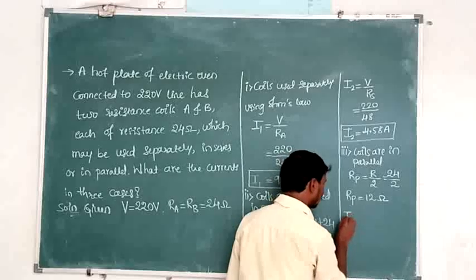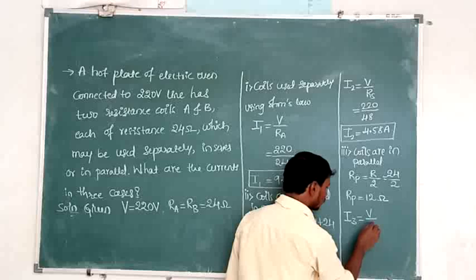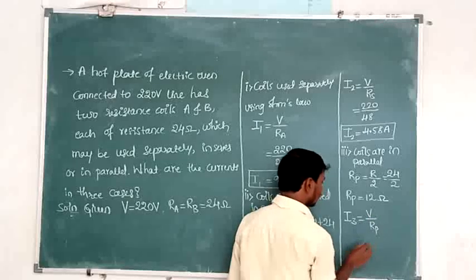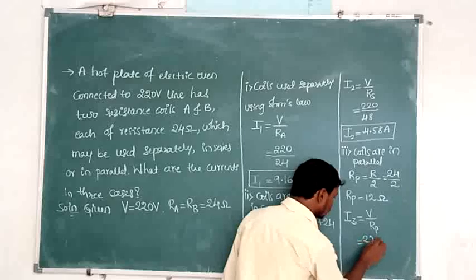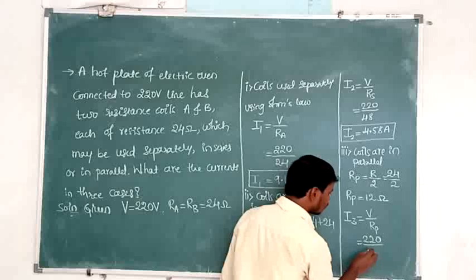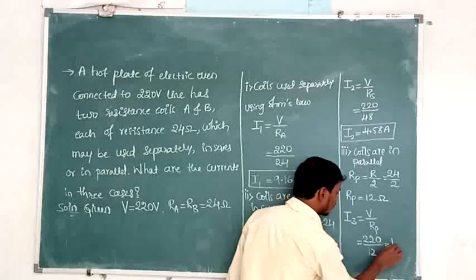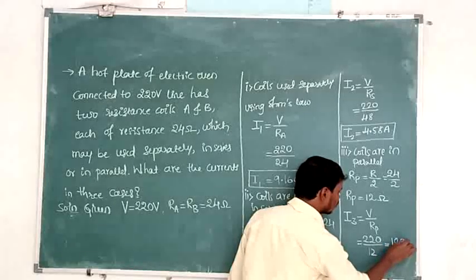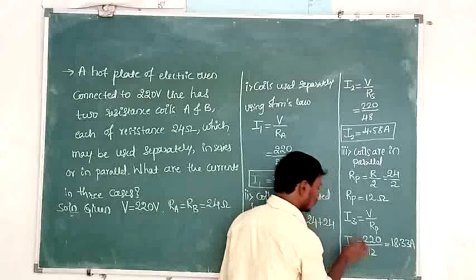So what is the current now? I3 is equal to V by Rp. V is 220 and Rp is 12. On solving this, you will get 18.33 ampere. This is the third answer.